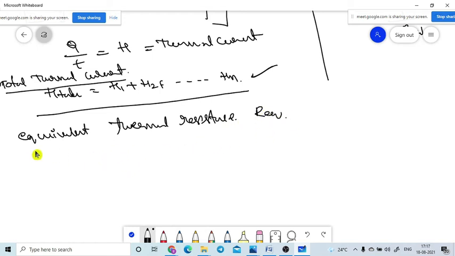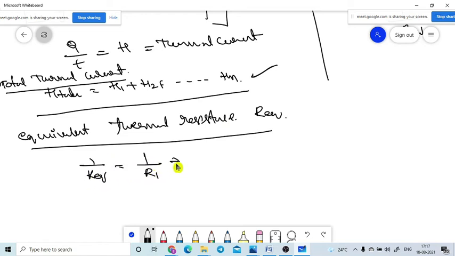So how can you find this one? We need to use the formula 1 by R equivalent is equal to 1 by R1 plus 1 by R2 plus 1 by R3 plus and so on. However many conductors there are, that many resistances we need to add, up to the nth resistance.